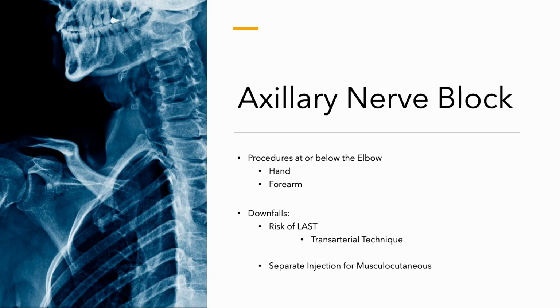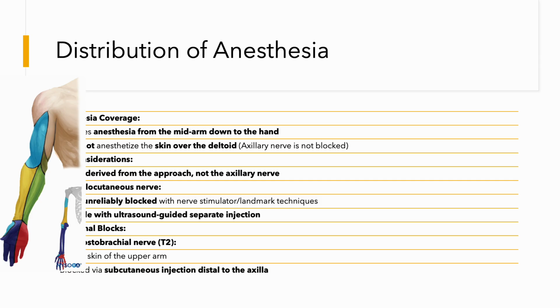Starting off, we're going to cover the axillary nerve block. Primarily, your axillary nerve blocks are going to be for procedures at or below the elbow. One of the primary risks of an axillary block is its risk of blast. Historically, we used a transarterial technique before the use of ultrasound, so this was definitely something that we had to consider. Also, we have a separate injection or redirection of the needle that is needed to cover the musculocutaneous nerve.